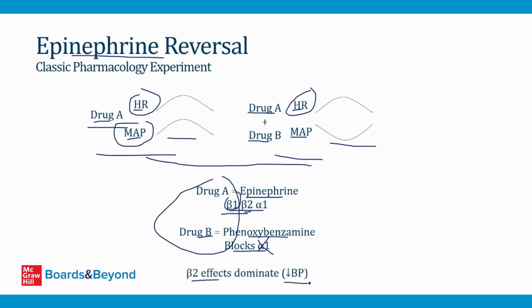And so this phenomenon shown right here is called epinephrine reversal. It was an original experiment done when adrenergic receptors were first being described and characterized and understood. And the idea here is that the effects of epinephrine can be reversed in terms of blood pressure by giving epinephrine together with the alpha-1 blocking drug phenoxybenzamine.